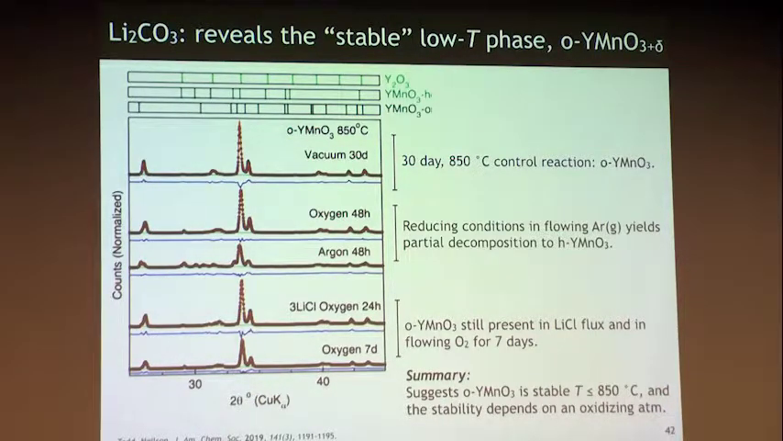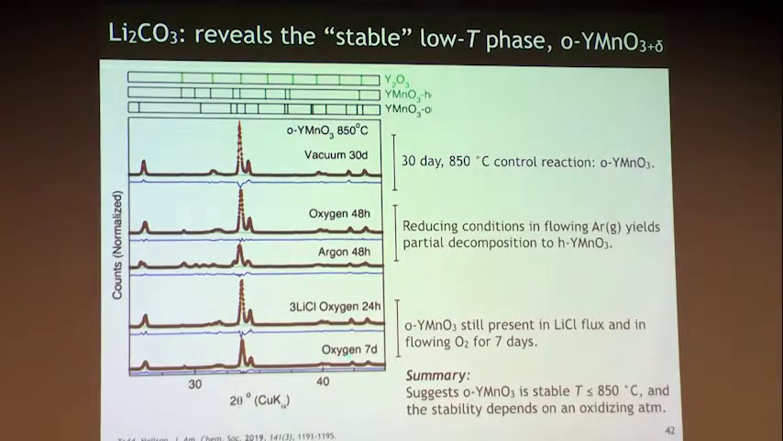The barrier is too high to make these materials below 850 degrees Celsius. If we do a 30-day reaction under vacuum, where we take the material we've made and just heat it up at 850 degrees Celsius, it stays that material. It doesn't convert into anything else, which is what I would expect it to do if it were metastable. If you change the atmosphere, if you do this in oxygen, nothing changes, but if you heat it under argon, which is slightly reducing, it should give off some oxygen, and it effectively does this and converts into some of this hexagonal phase.